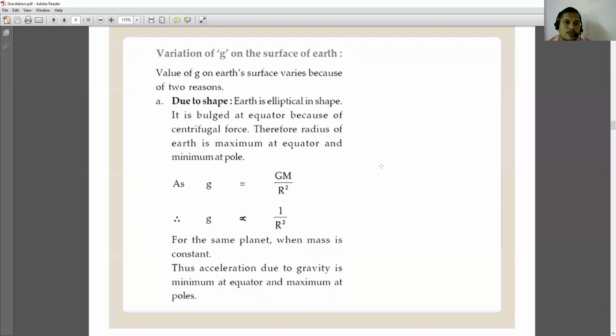The value of g on Earth's surface varies because of two reasons. First is due to shape. Earth is elliptical in shape. It is bulged at the equator because of centrifugal force. Therefore, the radius of Earth is maximum at the equator and minimum at the poles. As g is nothing but GM upon r square, g is proportional to 1 upon r square for the same planet when mass is constant. Thus, acceleration due to gravity is minimum at the equator and maximum at the poles.